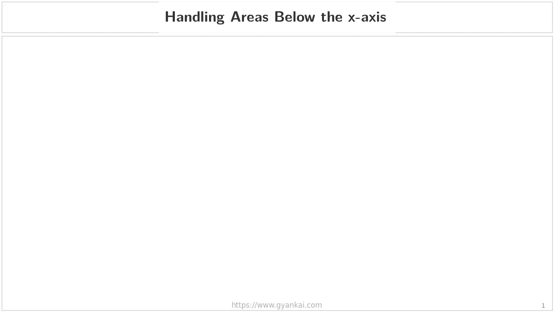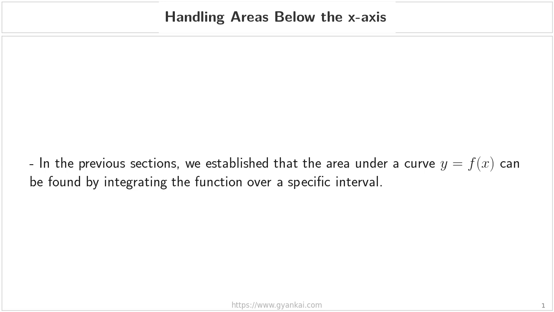Handling areas below the x-axis. Welcome, everyone. Today, we are going to build upon what we have already learned to tackle a very important nuance in calculus. In our previous lessons, we established a fundamental rule that the area under a curve, where y equals f of x, can be found by integrating that function over a specific interval. This worked perfectly as long as our curve stayed above the x-axis.